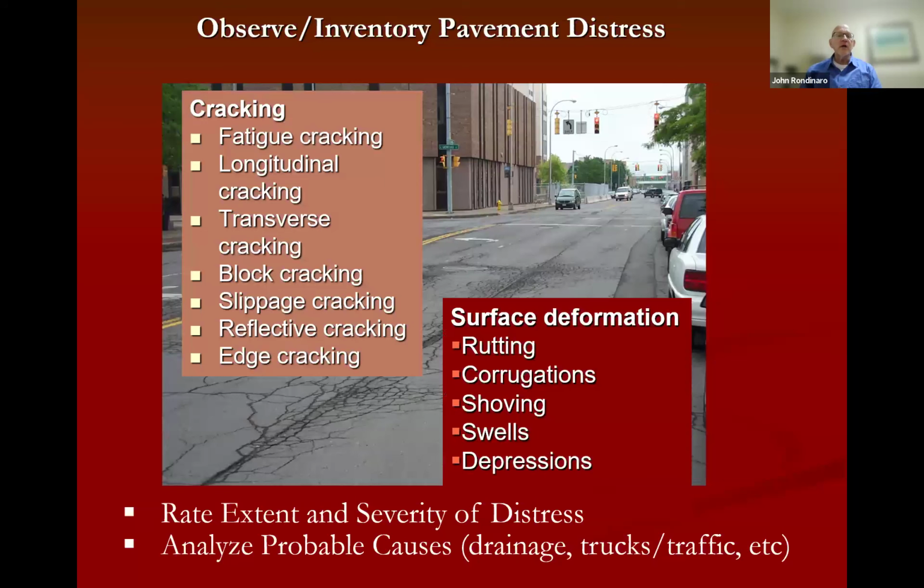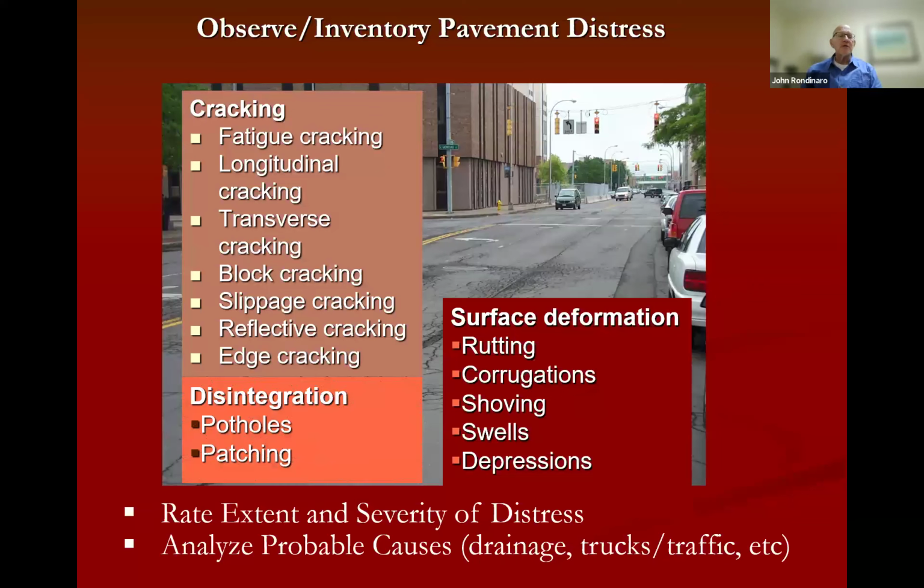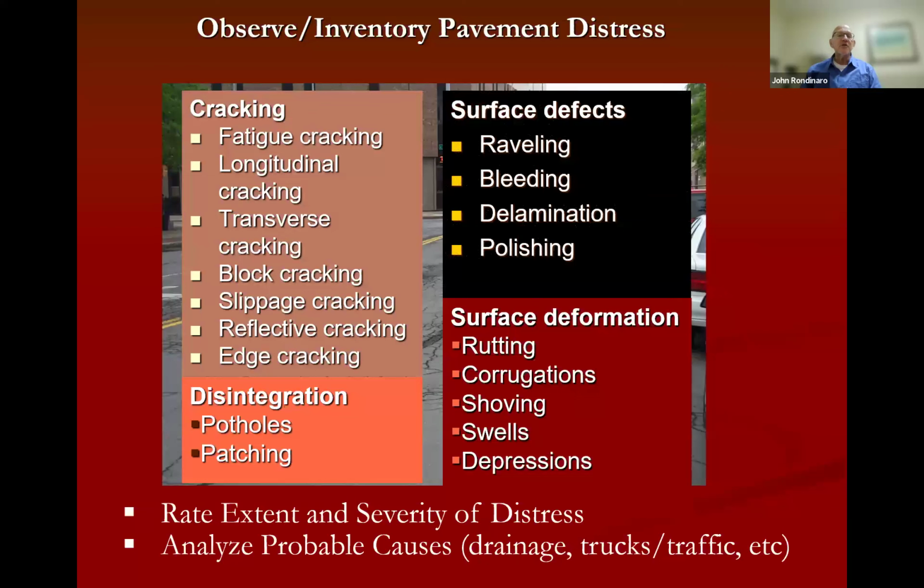Then we also want to look at our deformations. Primary there is any kind of rutting or shoving. Once our cracking gets so far along and the pavement's starting to get in real rough shape, we're starting to talk about our potholes and any existing patches that have been used to repair those potholes. And then finally, we are looking at surface defects. We're talking about raveling, bleeding, delamination, and polishing.